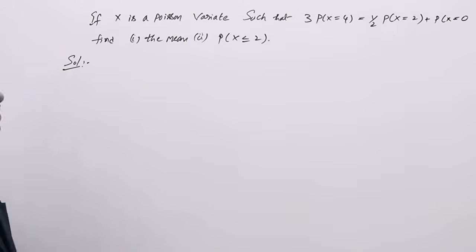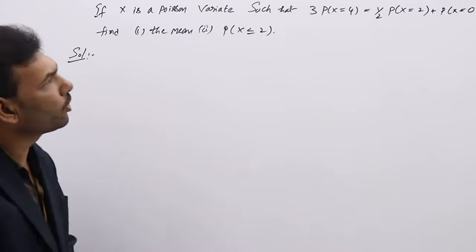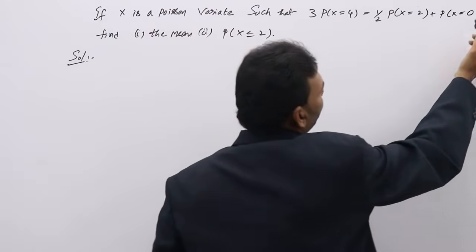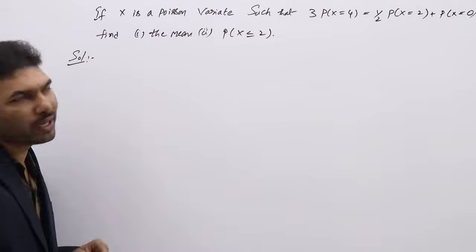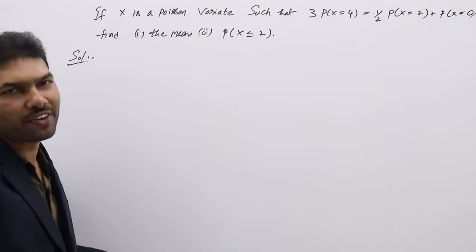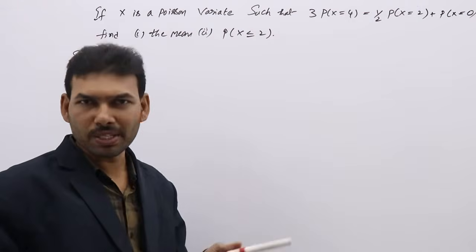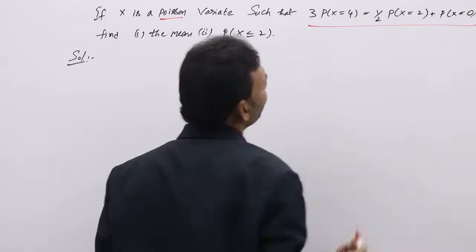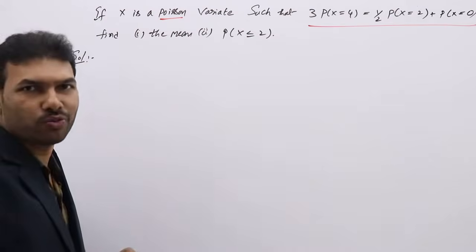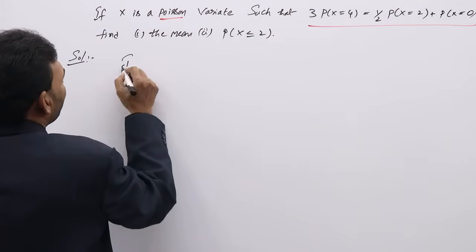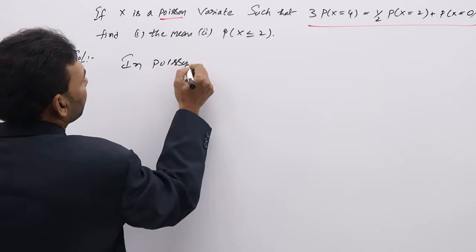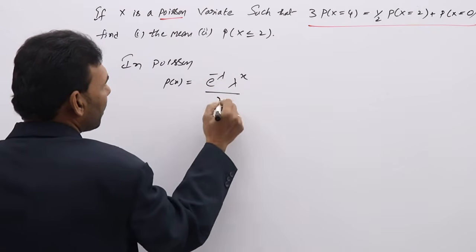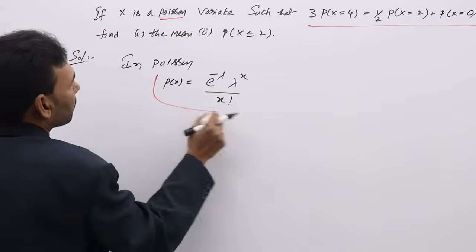In a Poisson variate, one relation is given: 3 into p of x equal to 4 equal to 1 by 2 p of x equal to 2 plus p of x equal to 0. Using that relation, find the mean, that is lambda, and the probability of x less than or equal to 2, that means p of 0 plus p of 1 plus p of 2. So clearly a Poisson distribution is given, and using this relation we need to find the lambda value first. We all know that in Poisson, probability of x is e power minus lambda into lambda power x by x factorial. This is the formula.